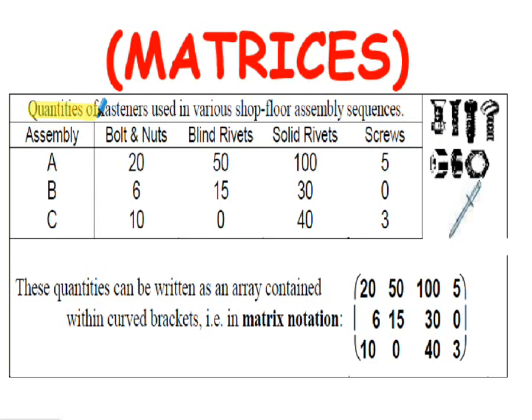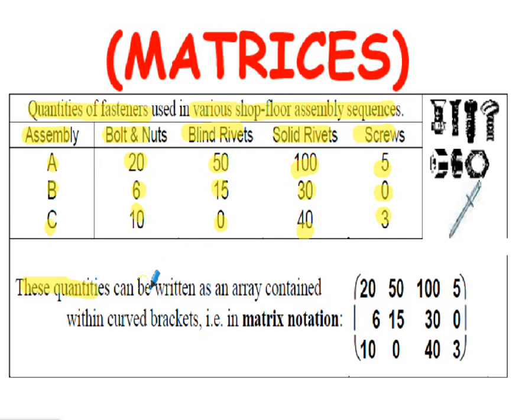Here's an illustration of a matrix where quantities of fasteners from various shop floor assembly sequences are shown. Assembly A, B, and C. We have nuts and bolts, blind rivets, solid rivets, and screws. In each of the columns here we have the number, in this case, of nuts and bolts. In each assembly we have the number of blind rivets, the number of solid rivets, and the number of screws.